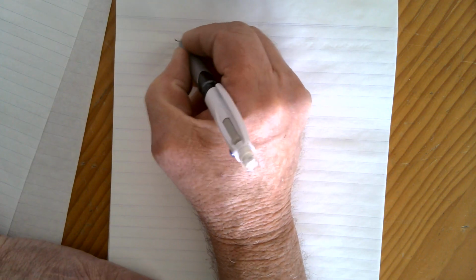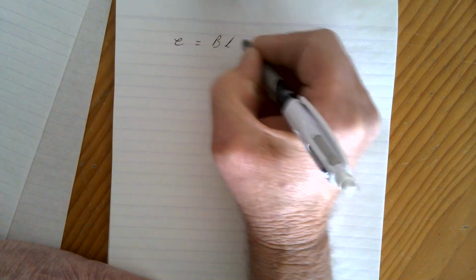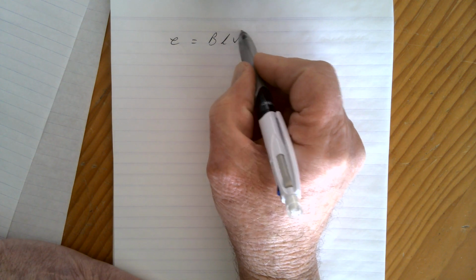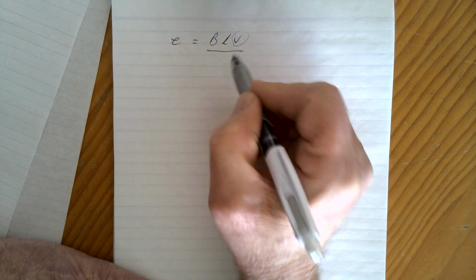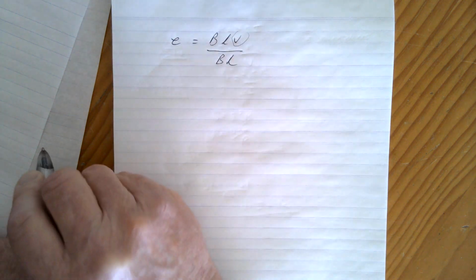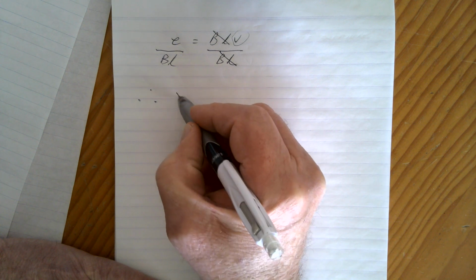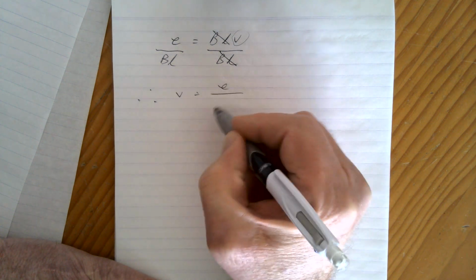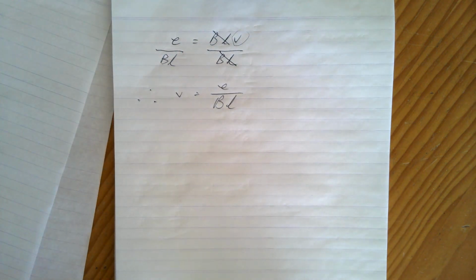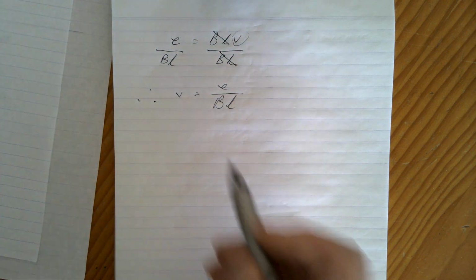If we look at, say, another one, E equals BLV, the induced voltage equation, and we want to find V, the velocity, we can simply divide out the B and the L, keep it in balance, divide out B and L, and those two cancel out, so therefore you're left with the velocity equals the voltage divided by the flux times the length. So again, balancing the equation.